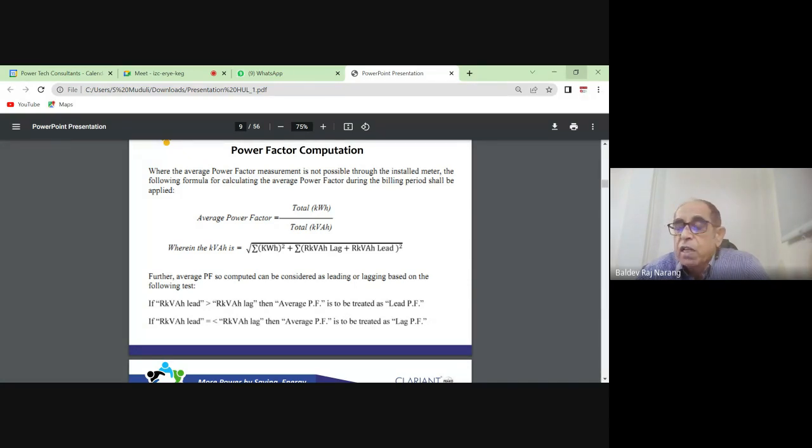So this is how the calculation has changed. They are measuring the reactive power, lag as well as lead, and they are calculating as per this. Everything is vector only, basically. That is why we have lag and lead.